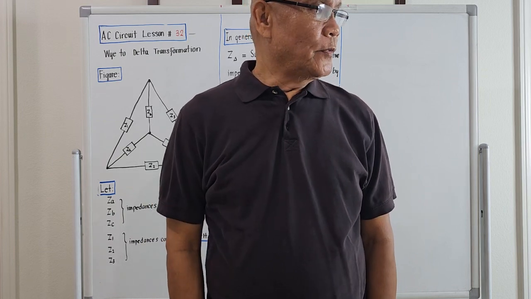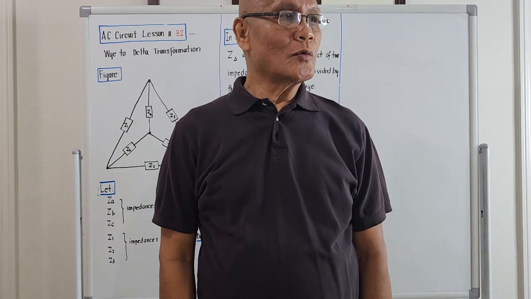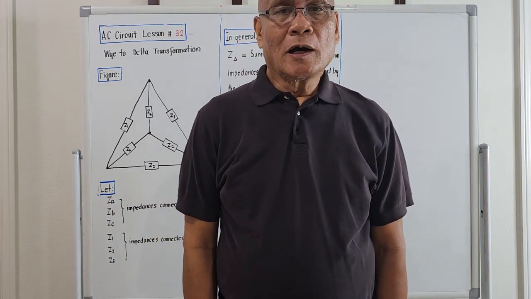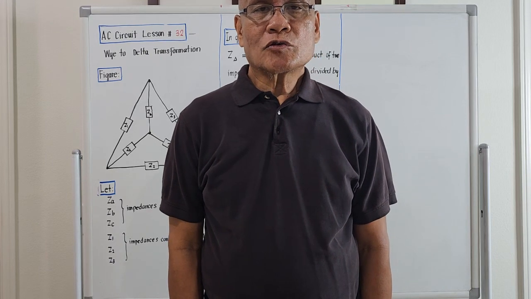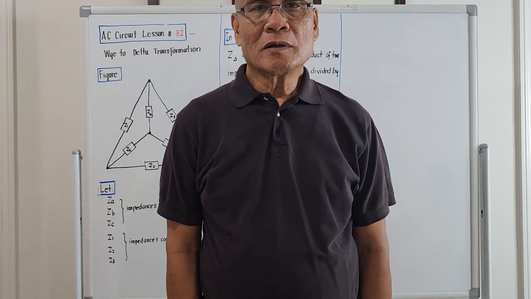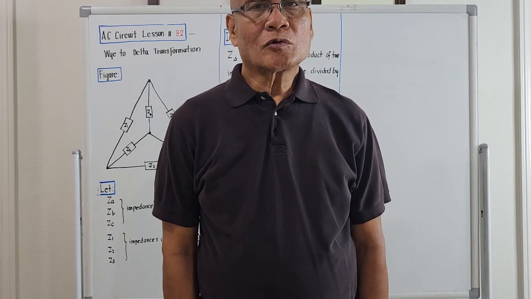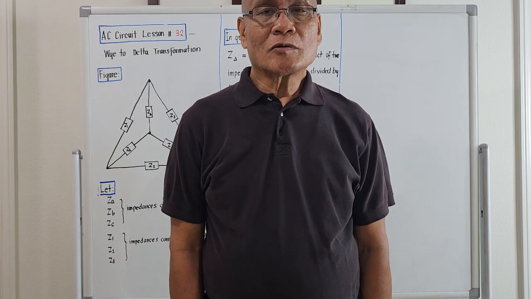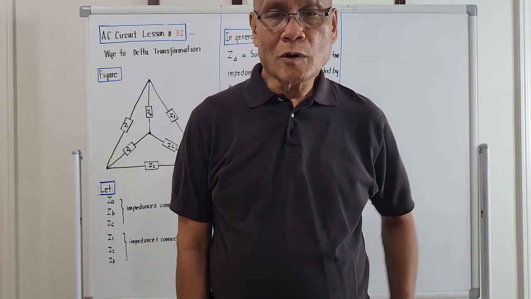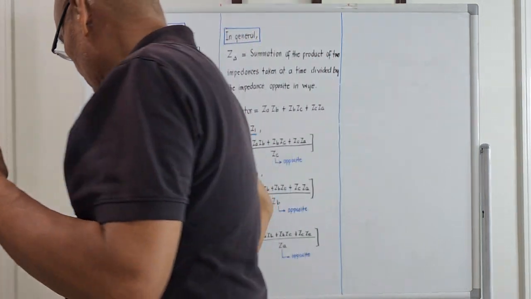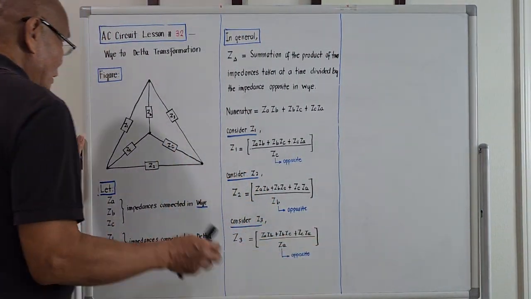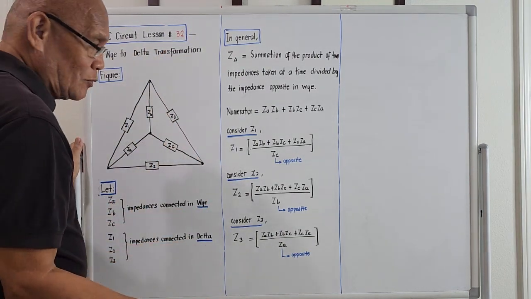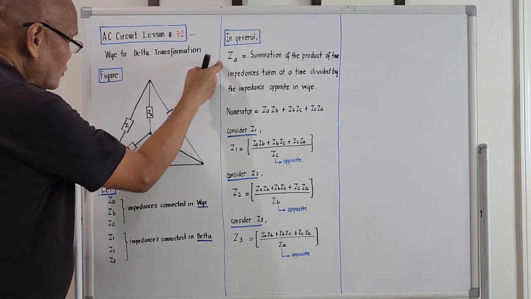My discussion for this morning will be a long format video discussion on alternating current circuit, and this will now be a continuation of the last lesson, the so-called delta to Y transformation. For this morning, we will be taking up the so-called Y to delta transformation. Okay, let's proceed. The subject matter for this morning will be alternating current circuit, lesson number 32. The title of the topic will be Y to delta transformation.